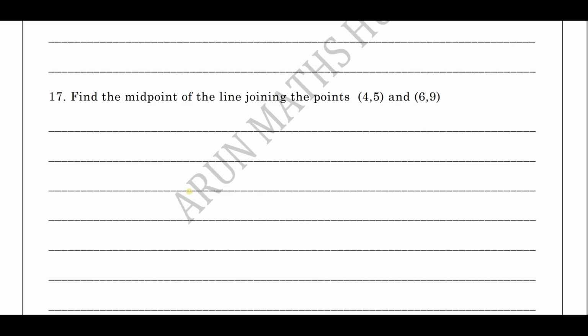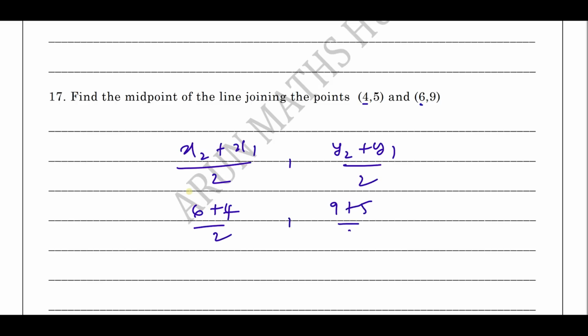Find the midpoint of the line joining the points. The midpoint of the line joining the points is given by the formula x1 plus x2 by 2 and y1 plus y2 by 2. What is x? It is 6 plus 4 by 2. What is y? 9 plus 5 by 2. 6 plus 4 is 10 by 2 is 5. 9 plus 5 is 14 by 2 is 7. Therefore, the point is (5, 7).